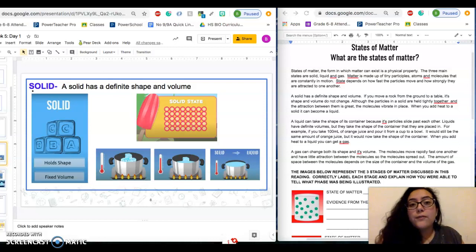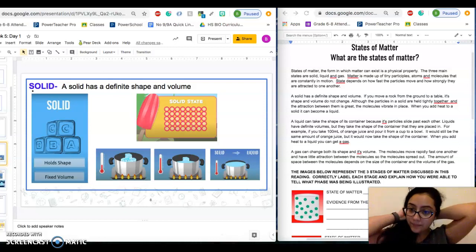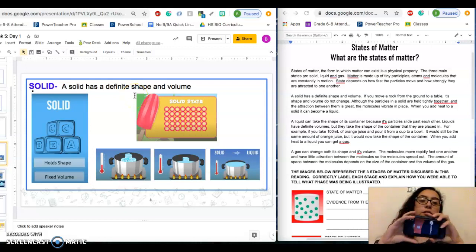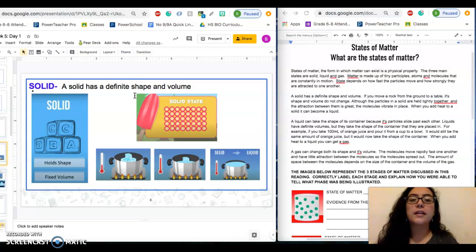And let's go to our first stage of matter, which is a solid. A solid is anything that has a definite shape and volume. So something that doesn't change. If we look at my phone right here, my phone is always going to look like a phone. It's never going to change. It's not going to automatically turn into a remote control.